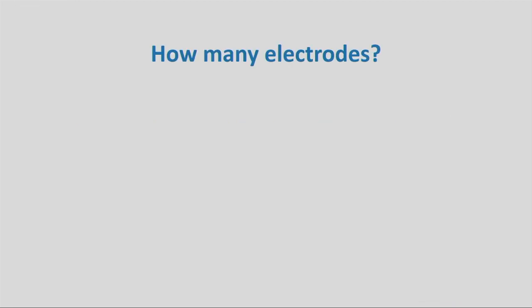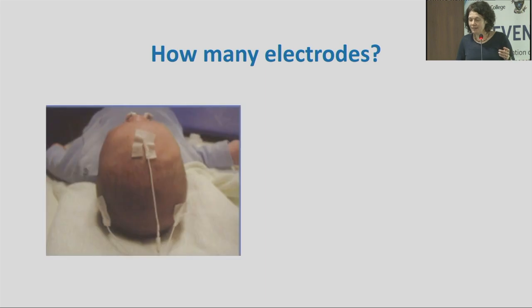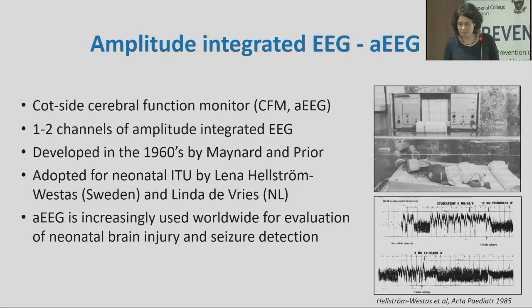So the question is always, how many electrodes do we use? As you could see, you could either use 3 electrodes for an aEEG, or some people use really lots of electrodes to get lots of information in high density EEG. And obviously we will not do this, but we can get far more information if you use more than a two-channel or one-channel aEEG.